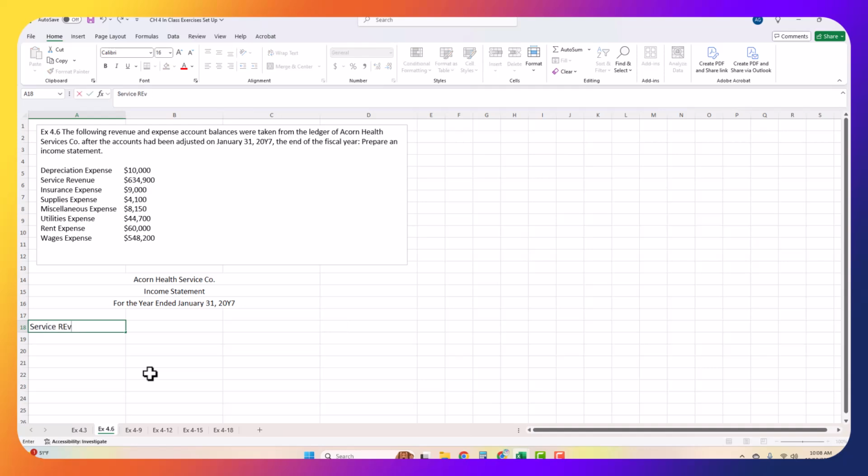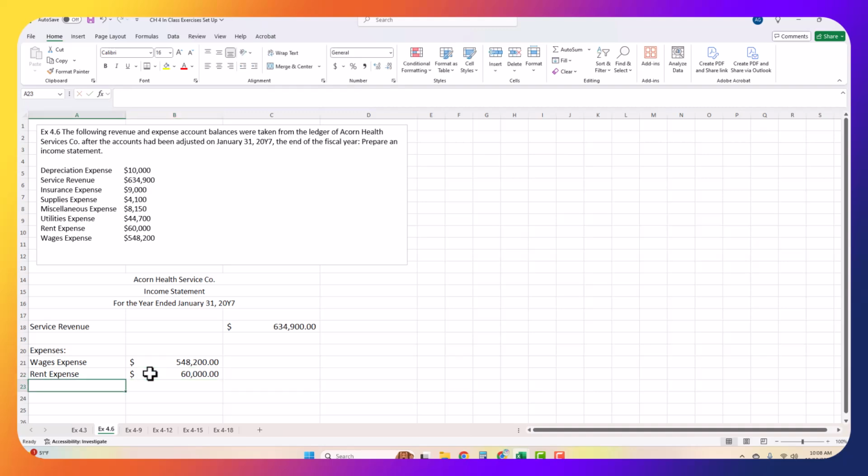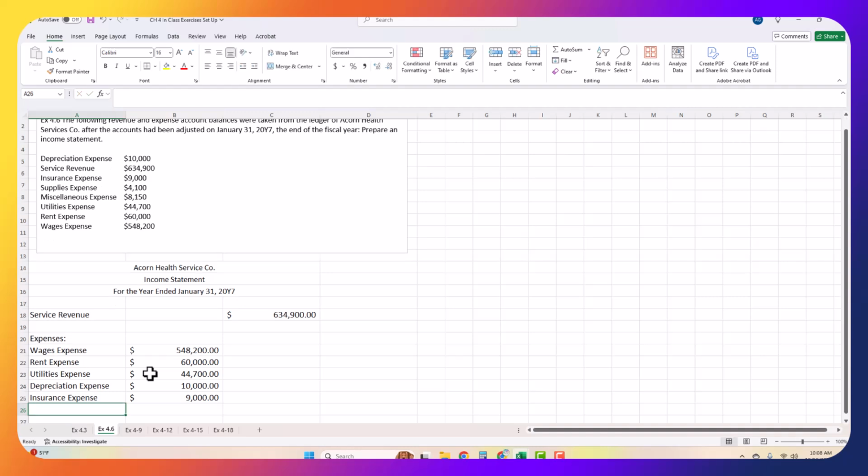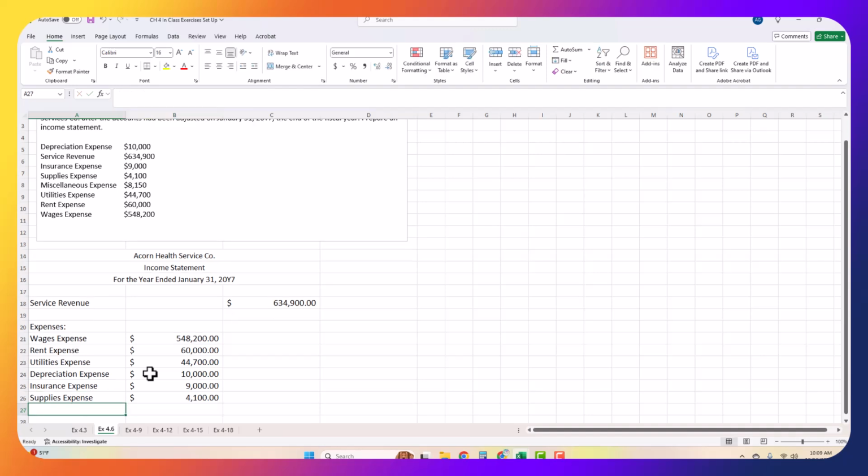So service revenue, that's what we're going to call it, $634,900. And then we're going to list the expenses. So we have wages expense, $548,200. We have rent expense, $60,000. We have utilities expense, $44,700. We have depreciation expense, $10,000. We have insurance expense, $9,000. We have supplies expense, $4,100, and we have miscellaneous expense, $8,150.